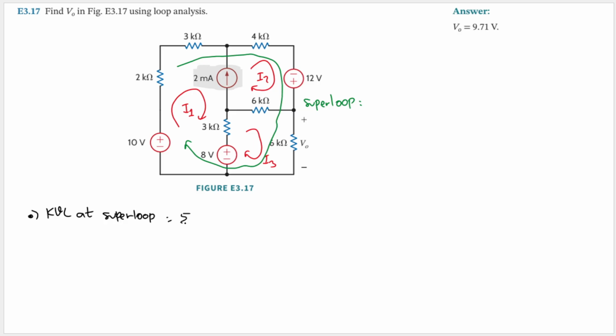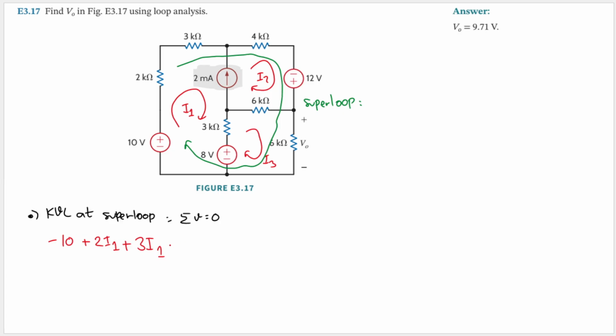KVL says that the sum of the voltages equals 0. Let's look at the green one here. We start from this 10-volt voltage source, and the current is flowing from negative to positive, so we will have minus 10. Then let's move on to this 2 kilo ohm resistor, so we will have 2. Currently we are working on loop I1, so the only current that passes through this 2 kilo ohm is I1. The same goes for this 3 kilo ohm resistor, so we will have plus 3I1.